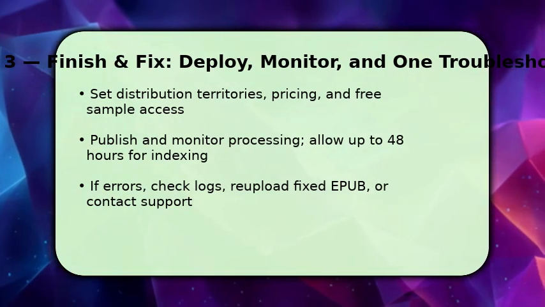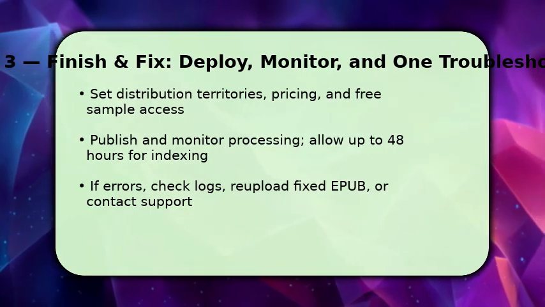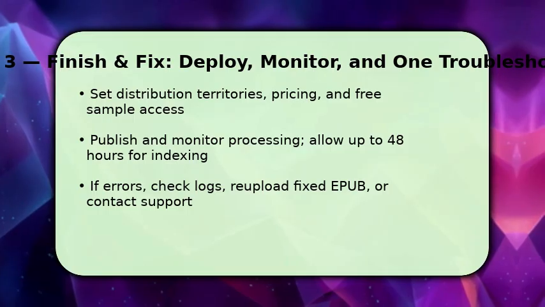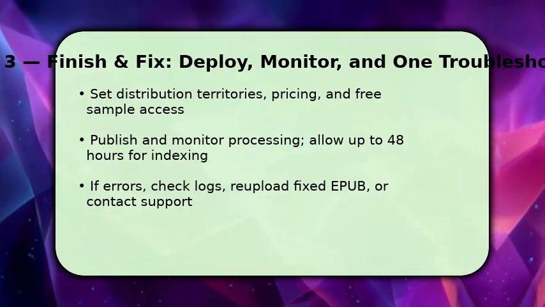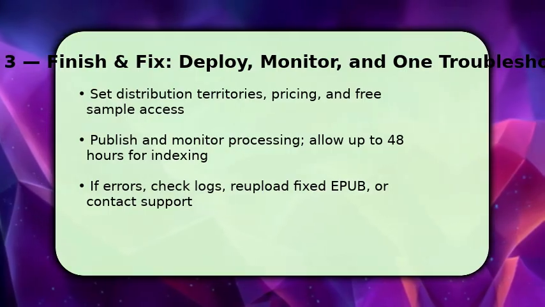Finally, configure distribution, pricing, and sample settings. Choose territories and set a retail price or make the book free. Click Publish and monitor the processing status. Indexing can take up to 48 hours, so be patient while Google generates previews and search entries.